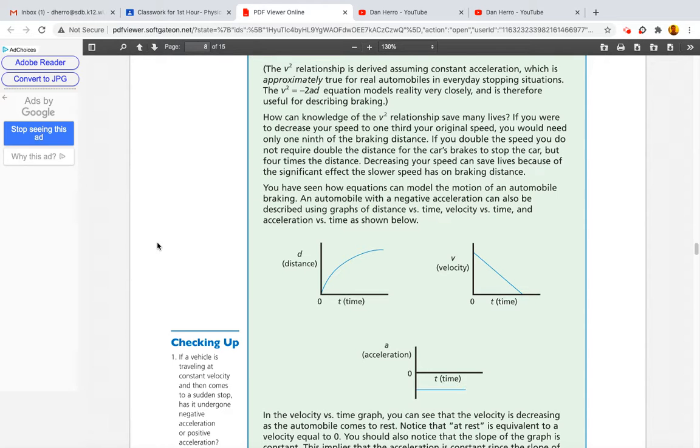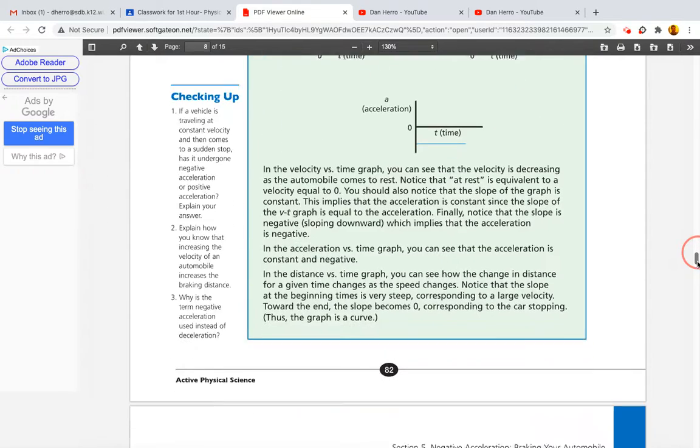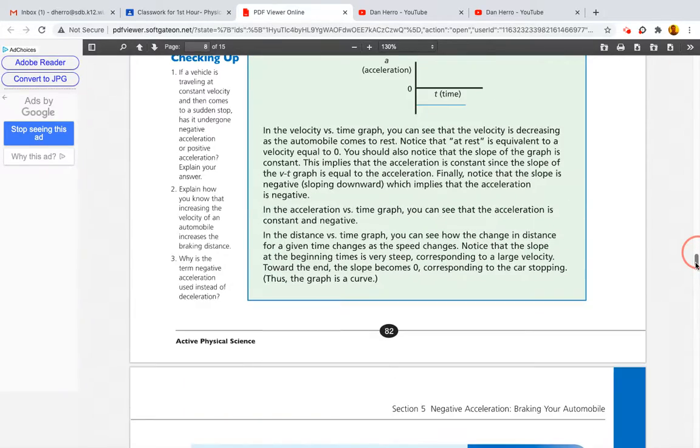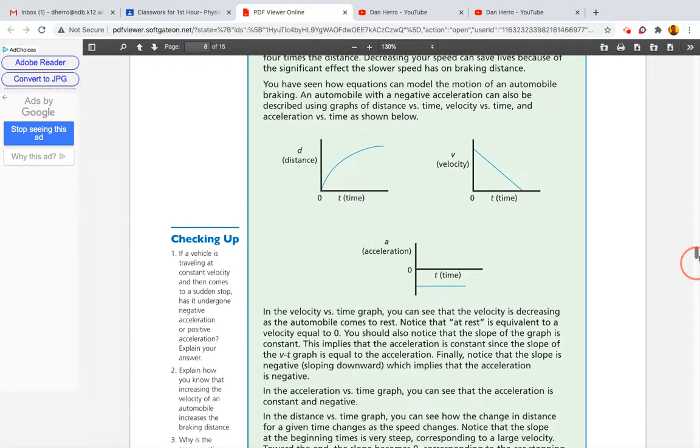You have seen how equations can model the motion of an automobile braking. An automobile with a negative acceleration can also be described using graphs of distance versus time, velocity versus time, and acceleration versus time, as shown below. So that's your distance versus time, velocity versus time, acceleration versus time. In the velocity versus time graph, let me scroll up a little bit because they're talking about the velocity versus time graph. Here it is.